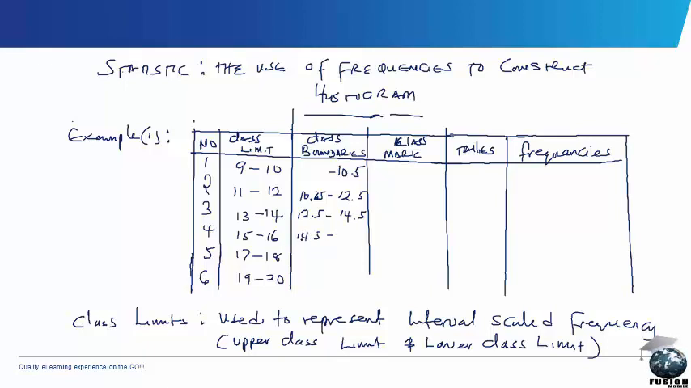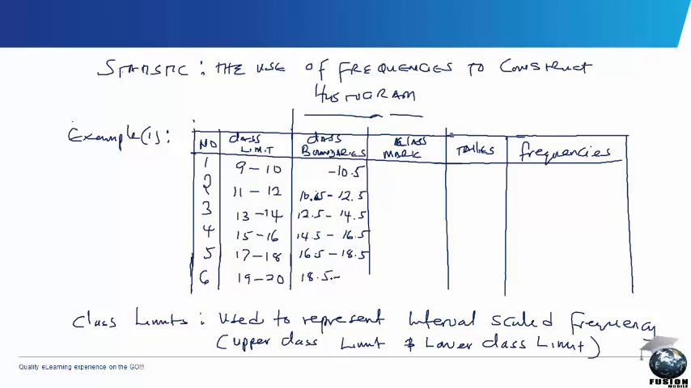Then 16 plus 17 gives us 33, and divided by 2 we have 16.5, and it continues that way, 16.5 for the first class here. Then 18 plus 19 gives us 37, and when we divide by 2 we have 18.5, and 18.5 at this point too.